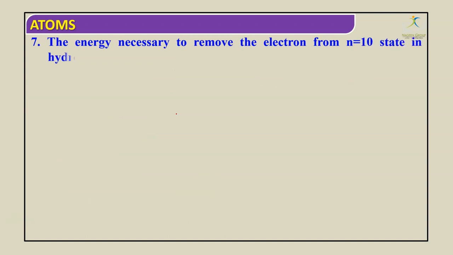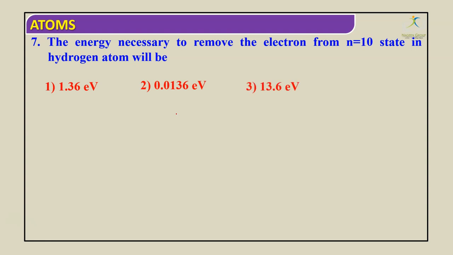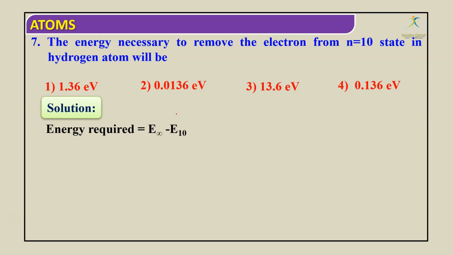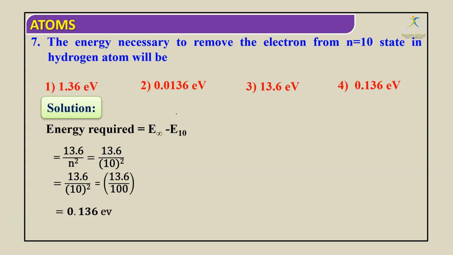Next question: the energy necessary to remove the electron from the n equals 10 state in a hydrogen atom will be: first, 1.36 electron volt; second, 0.0136 electron volt; third, 13.6 electron volt; fourth, 0.136 electron volt. The solution: energy required, that is E infinity to E10, equals 13.6 by n square, which is 13.6 by 10 square. After solving, we get the answer 0.136 electron volt. That means the correct option is the fourth option.